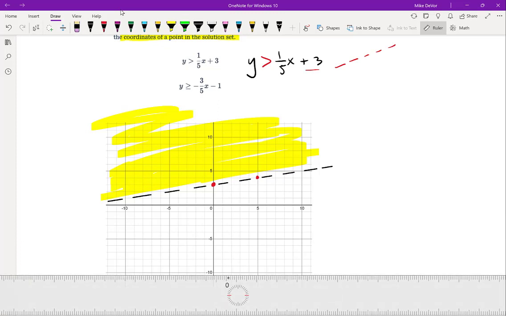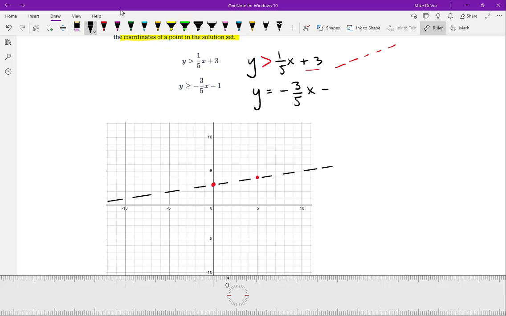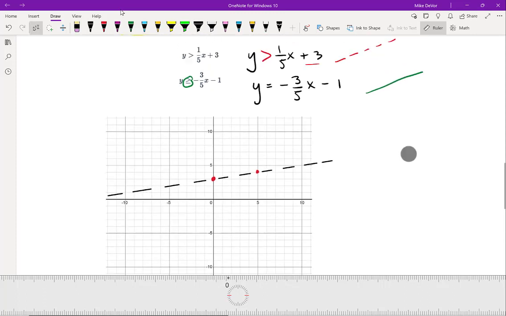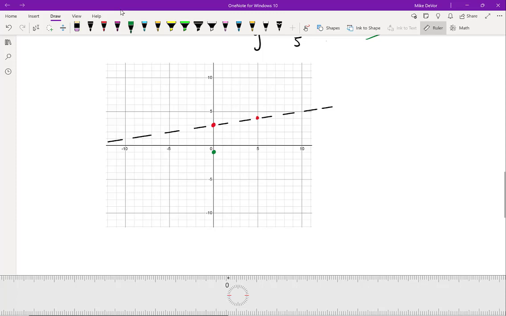I'm going to take that away for now, just so it doesn't get in the way of my next problem. Now here, this will just be y equals -3/5x minus 1. And because this does have the equal to, that means that would be a solid line. So let's go ahead and do that. My y-intercept is at -1, so let's put that down here. My slope is -3/5, a negative slope, so I'm going to go down 3 to here and over 5: 1, 2, 3, 4, 5.